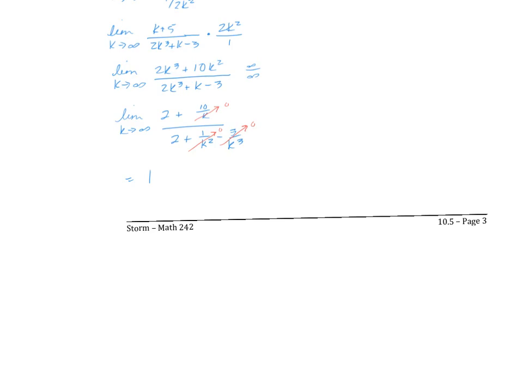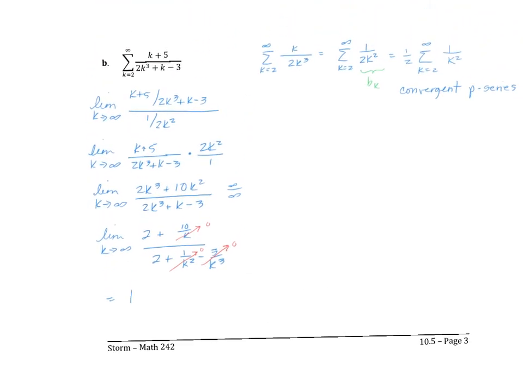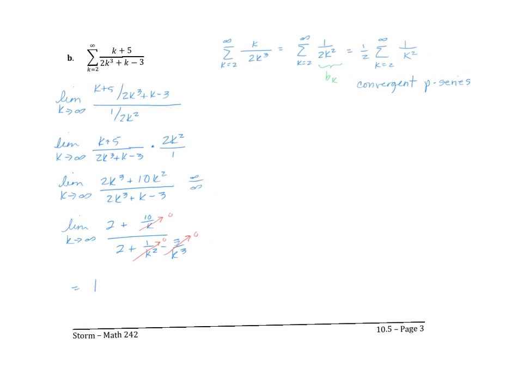So this, like our previous example, fits the criteria of limit between 0 and infinity, so both converge or both diverge. In this case, my comparison is convergent, so my series will also converge. So this series converges by the limit comparison test.